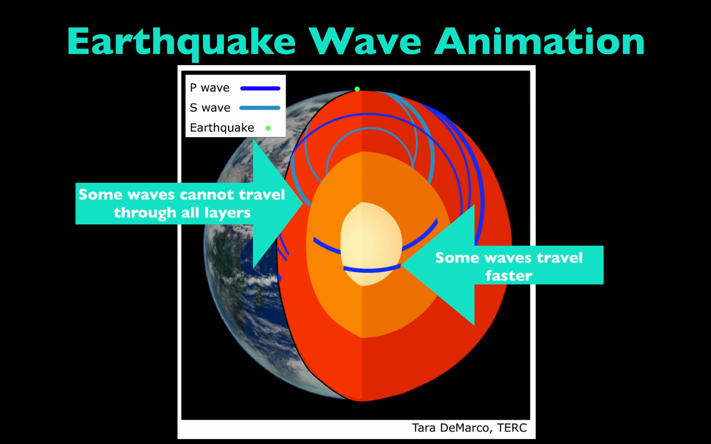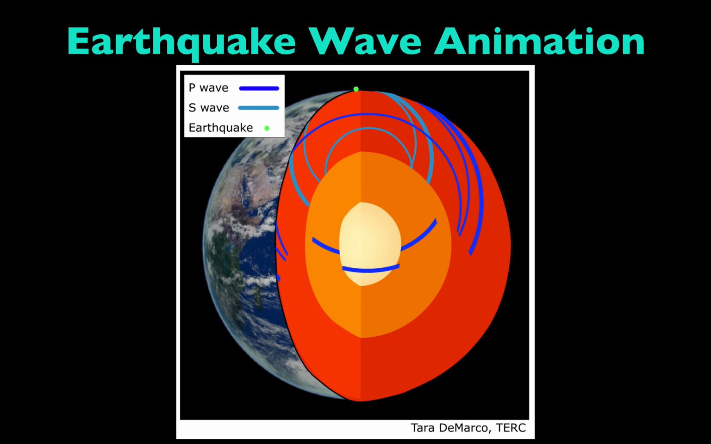On the other hand, you can also see that some waves traveled faster. Those dark blue waves are traveling at a lot higher speed than those light blue S waves are traveling. So the earthquake waves can have these differences based on the layers that they're going through. Sometimes their speed will change, and also sometimes certain waves just don't go through certain layers. And this helps scientists out a lot.